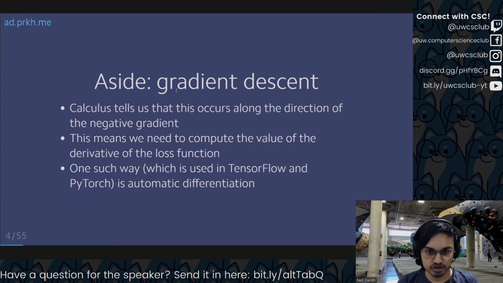So what you can do is, if you go back to calculus, we know that if you go along the direction of the negative derivative, that's where the function decreases the fastest. And so we need to calculate the derivative of the function. This function is arbitrary, so we can't just do it by hand. We can, but it's very slow. It's a lot of work. And so the technique we can use is automatic differentiation. This is what TensorFlow, PyTorch and all other machine learning frameworks use to do their training.